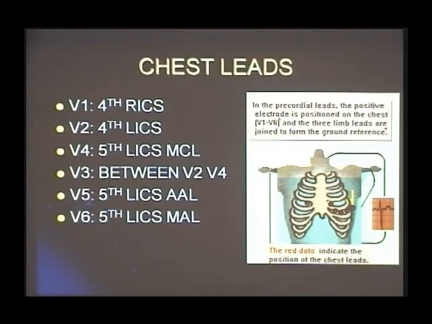Then we will not tell you anything about V3 now. We go straight away to V4. V4 is placed in the 5th left intercostal space in the mid-clavicular line. V5 is placed in the 5th space. So V1 and V2 are in the 4th space, V4 is in the 5th space mid-clavicular line. V3 is placed between V2 and V4. V3 does not have a specific place. It is placed between V2 and V4.